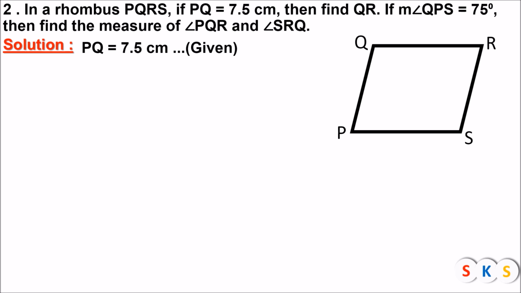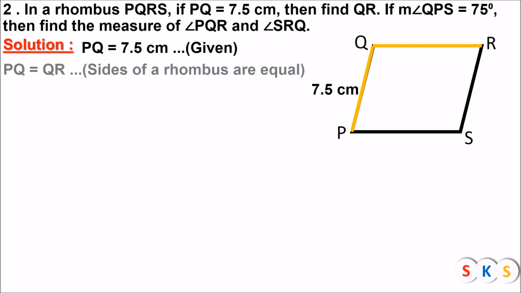The given quadrilateral is a rhombus, and we know that all the sides of a rhombus are equal to each other. So you can see in this figure, PQ is 7.5 cm, it's given. So PQ and QR are equal, right? Why are PQ and QR equal? Because they are sides of a rhombus and we know all sides are equal. And PQ is given 7.5 cm. Therefore, QR will also be 7.5 cm.